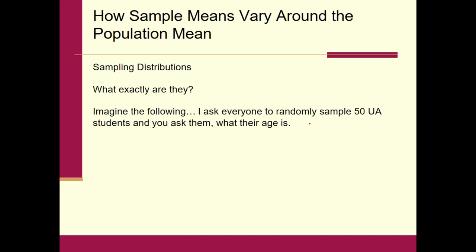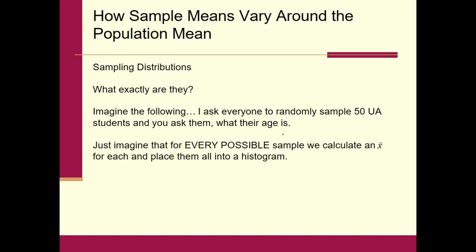I ask everyone to randomly sample 50 UAE students, and you ask them what their age is. But this is the part that you have to imagine. Just imagine that for every possible sample, we calculate an x-bar for each and place them all in a histogram, okay? The reason why we have to imagine that is because there are a whole bunch of different samples.